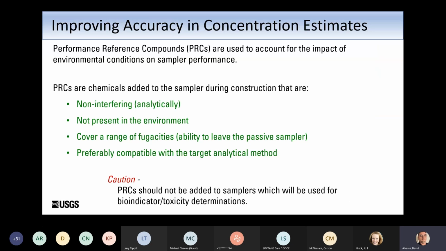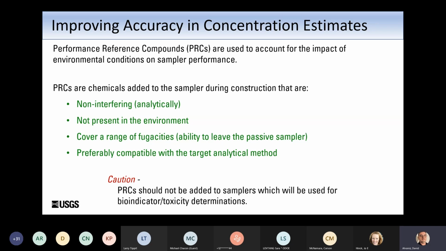This is accomplished by means of the performance reference compound, or PRC, approach. And for those of you that have used SPMDs or passive samplers in your study, you may have heard of PRCs. A PRC is a chemical that's added to the sampler during construction. While deployed in the field, this chemical slowly dissipates from the sampler. Comparing the amount of PRC remaining in the sampler after deployment to how much you started with provides a correction factor that you then apply to your uptake models to provide site-specific adjustments, which improves the accuracy of your time-weighted average concentration estimates.